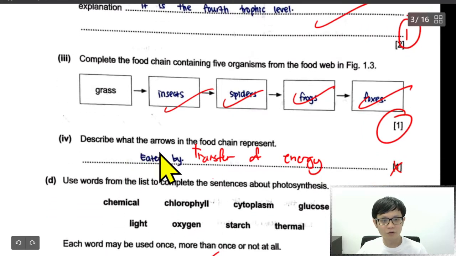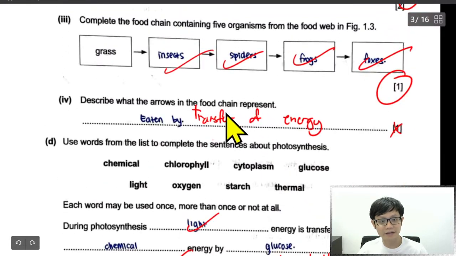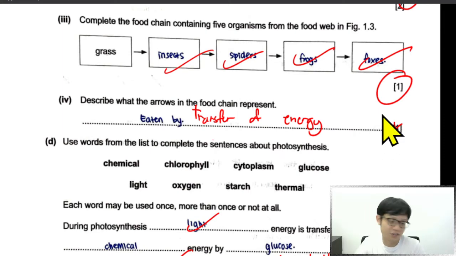Describe the arrow in the food chain. So what does the arrow mean? The arrow means the transfer of energy. So the whole food chain is actually meant to show the transfer of energy.